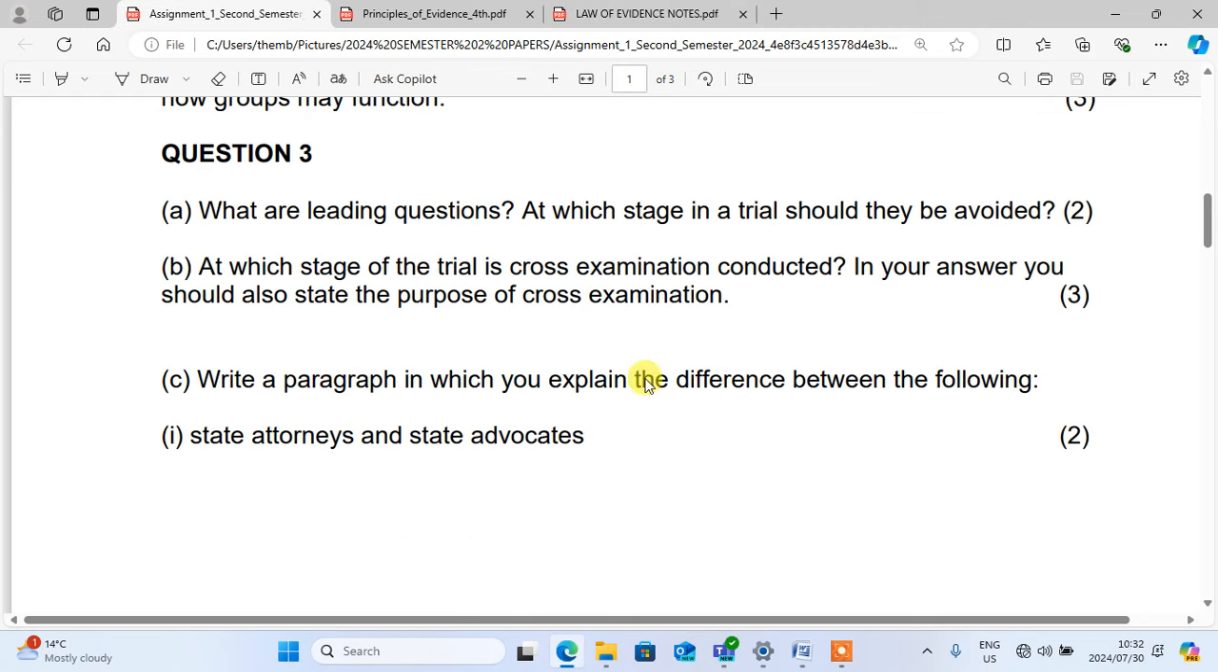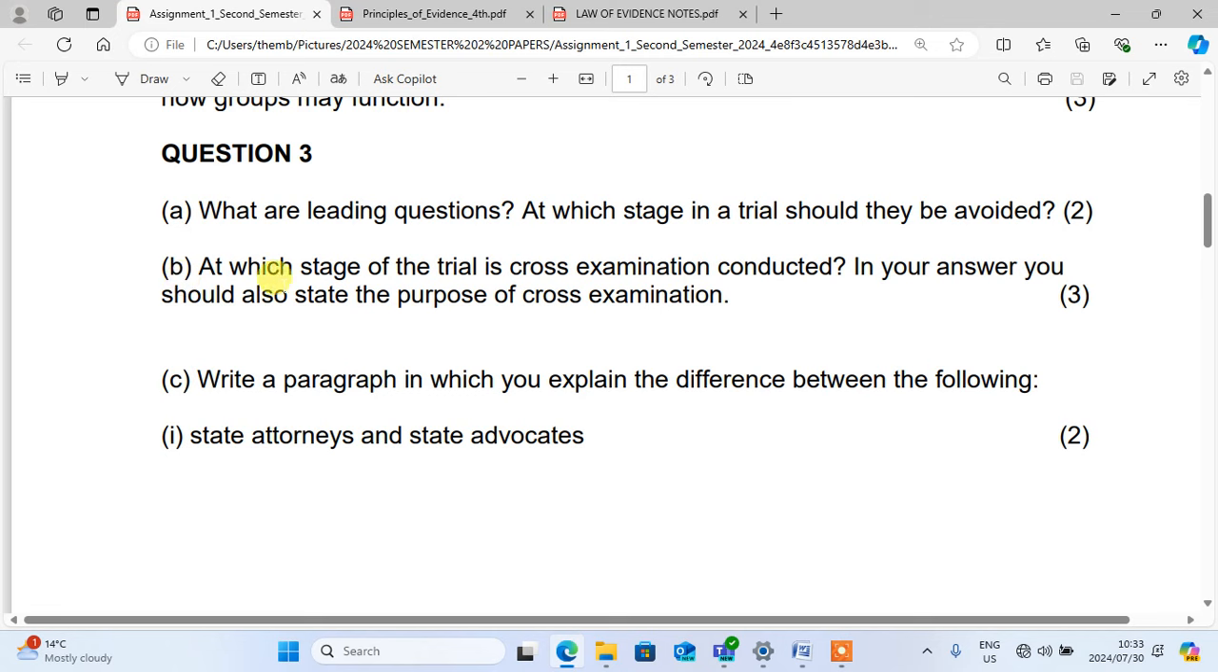So let's go back to the assignment, and we have answered what leading questions are, and in which stages leading questions should be avoided. We said in the examination in chief and in the re-examination, and that they can be asked in a cross-examination. Now you know this, you are going to totally pass.